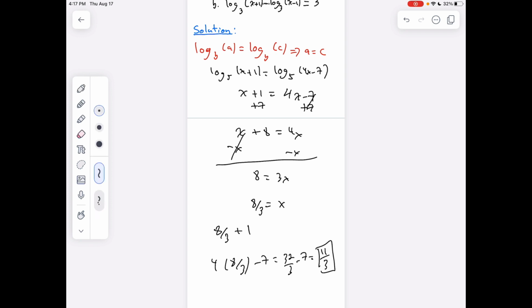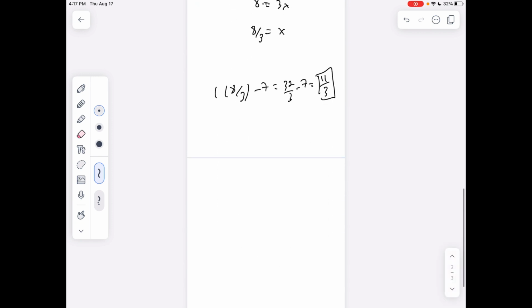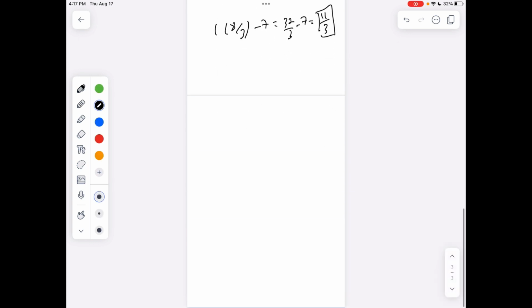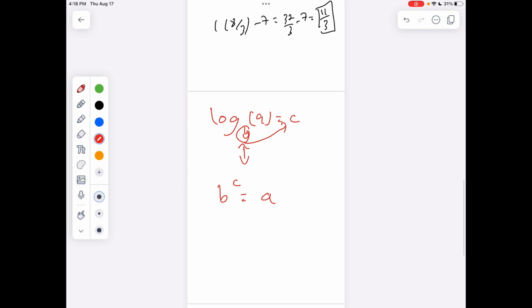All right. Now for the next equation, what we're going to do is as follows. We're going to use this property, which says that if you have a logarithm, you can rewrite it as an exponent. And in this case, the way it works is that b to the c power equals a, because a logarithm at the end of the day is giving you an exponent. The log basically means that if you take this base b and you raise it to c, you get a.